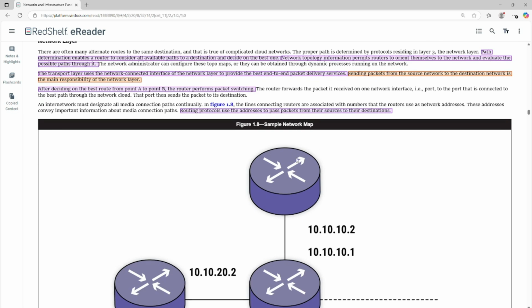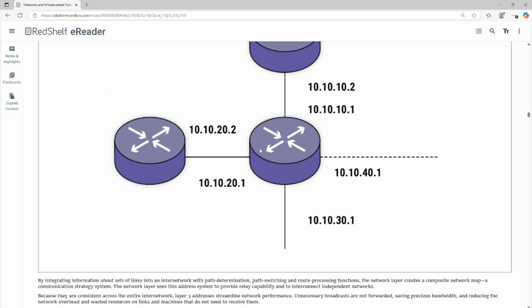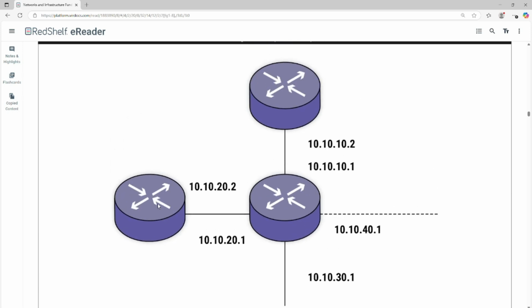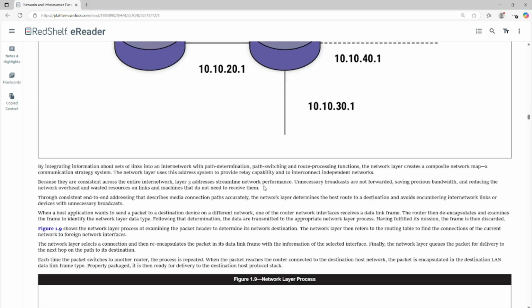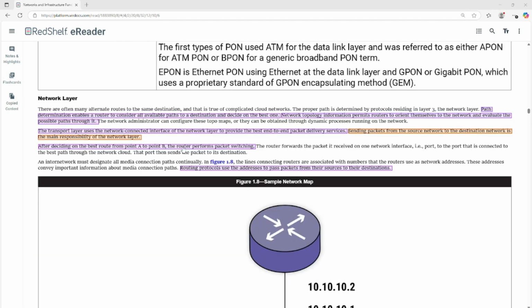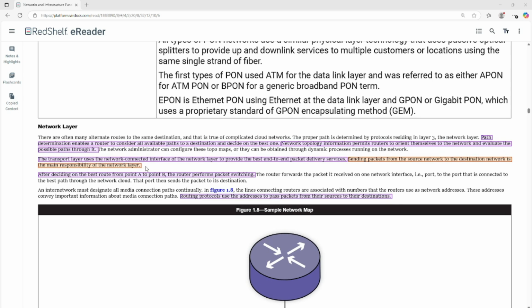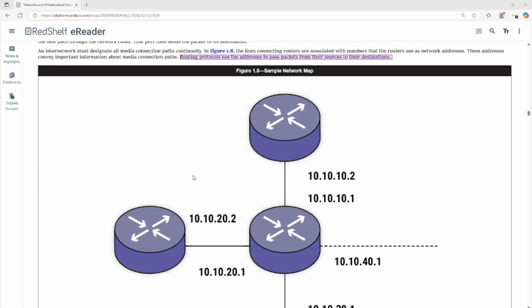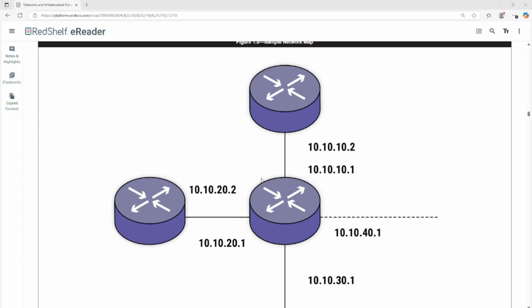Look at the sample network map. We've got 3 routers on here, and every router has an IP address on the various interfaces. So this is the IP address for this one, 10.10, the 20.2 for this, and that one. That's just to give you a feeling of how it looks. And for your awareness, routers operate at layer 3, which is the network layer. That's why we start talking about routers and IP addresses.